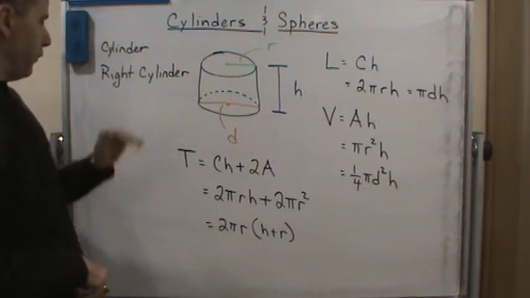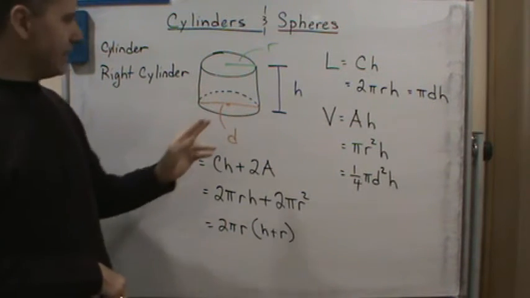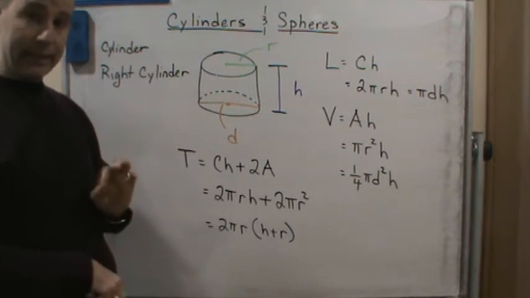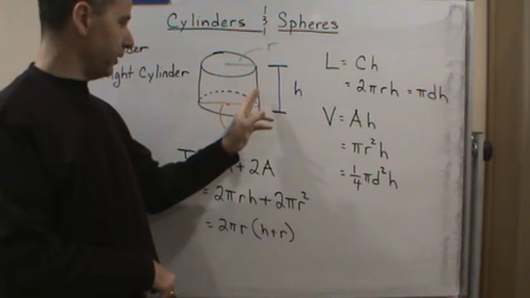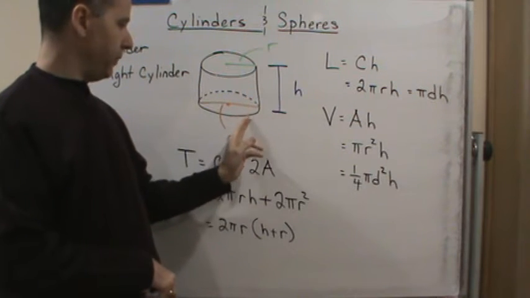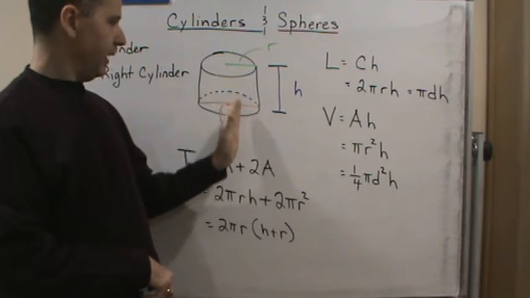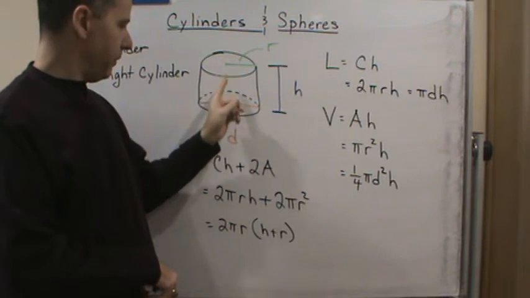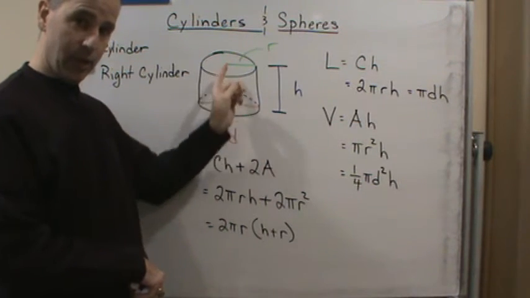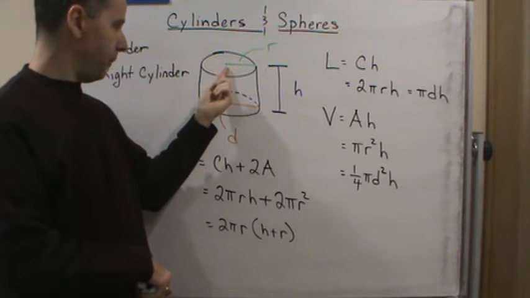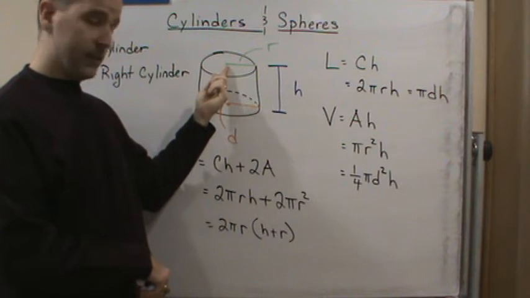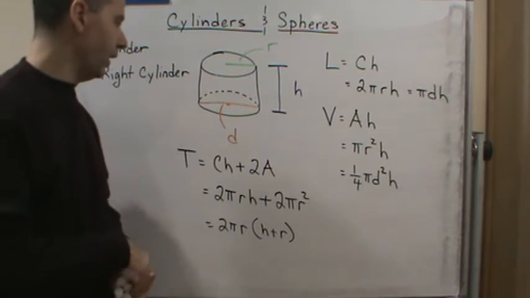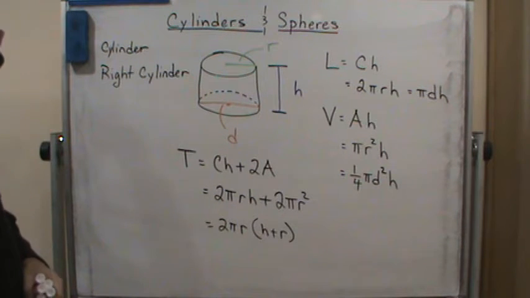Okay? Now, if it's a right cylinder, then that means the sides form right angles, or are perpendicular, to the bases. The edge of the cylinder is perpendicular to the bases, and the centers of the bases are right on top of each other. Which means you could draw a perpendicular line from the center of the top base to the center of the bottom base. Okay, so that is a right cylinder.